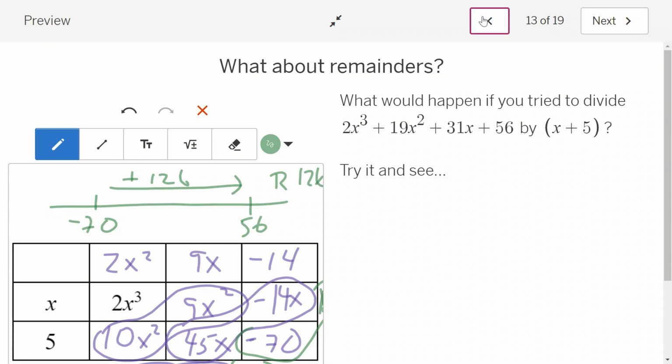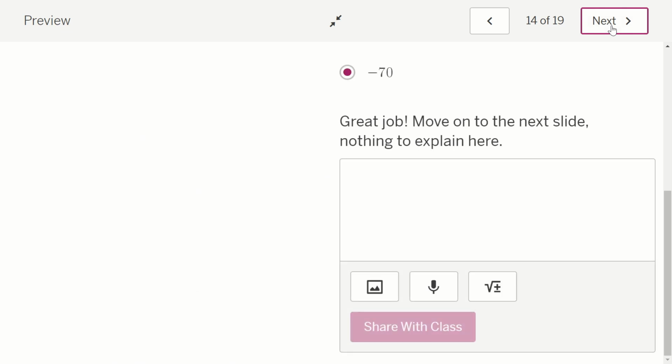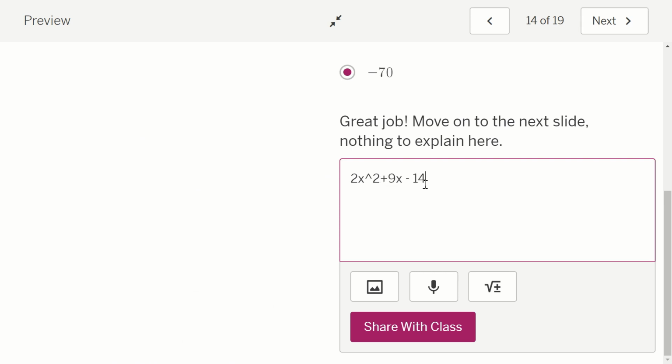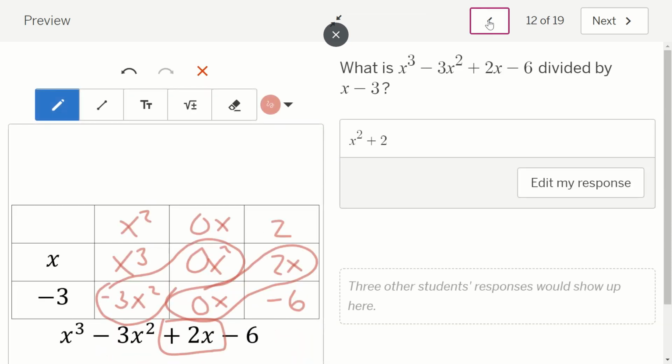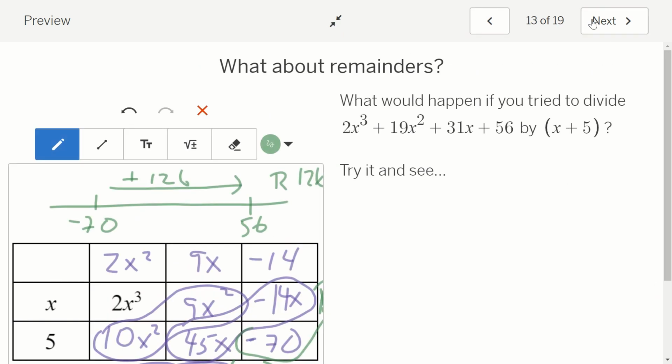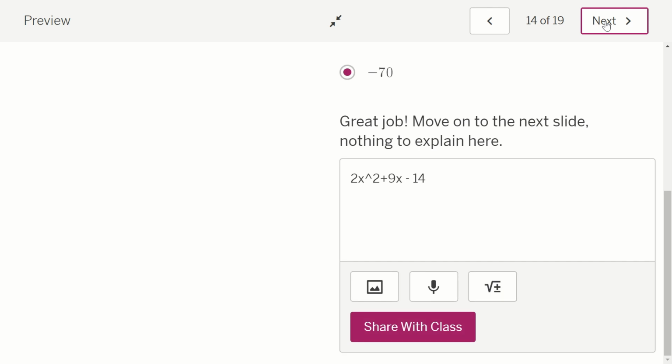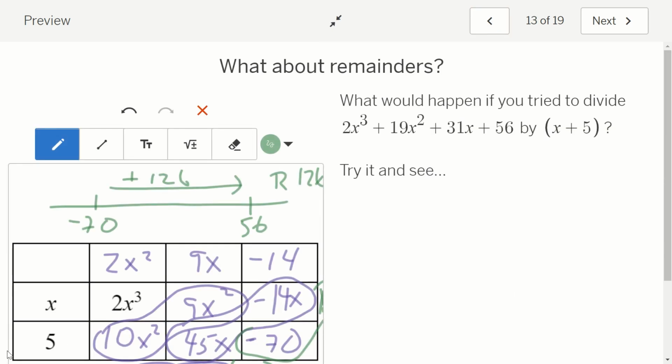So let me go back to the answer. We had 2x squared plus 9x minus 14. Why can I not remember stuff? Plus 9x minus 14. Okay. Now, what I want you to do, instead of writing remainder 126, is a plus sign, and then give me a fraction. You're going to give me the number over the thing that you divided by, which in this case is x plus 5.